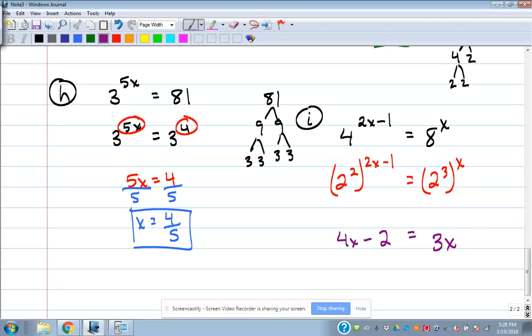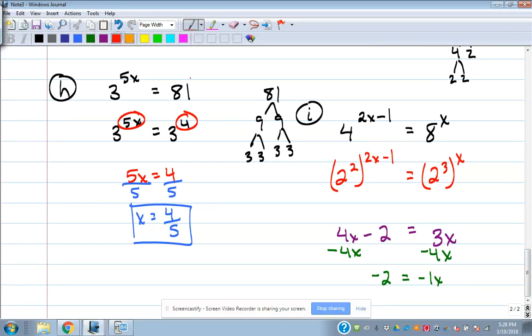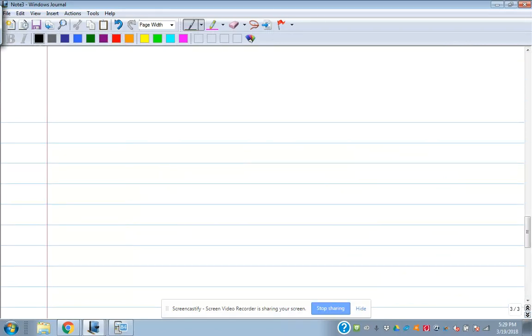Okay, by subtracting 4x, negative 2 equals negative 1x, divided by negative 1. X does equal 2, not 3. Okay, easy enough. Let's make it more fun.